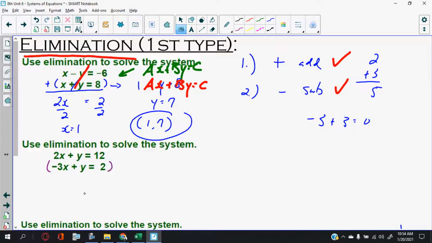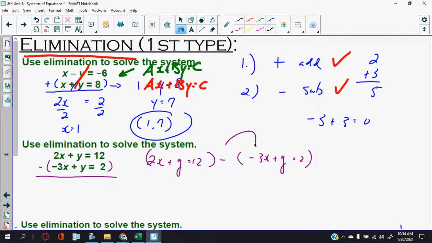And in this case, we would subtract. But subtracting is tricky, right? Technically you're almost writing it like this. Now, no one ever writes expressions with an equal sign in the middle, but that's kind of what we're doing.